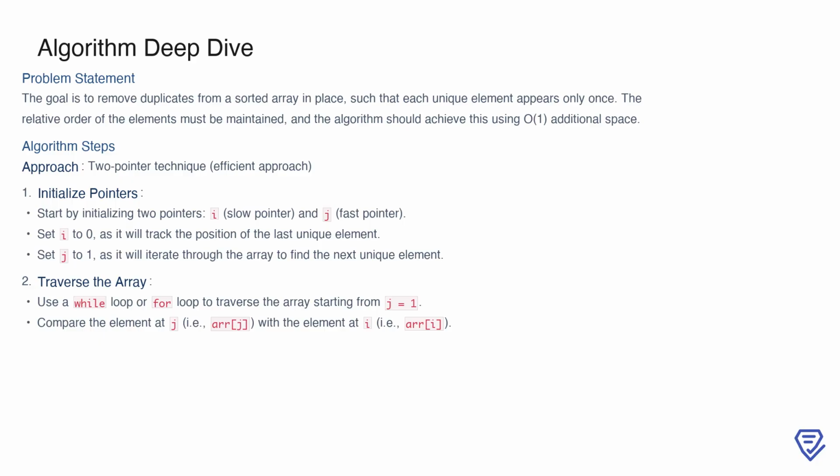As we traverse the array, we'll compare the values at these 2 pointers to determine whether we've encountered a duplicate or found a new unique element. Let's break this process down step by step.